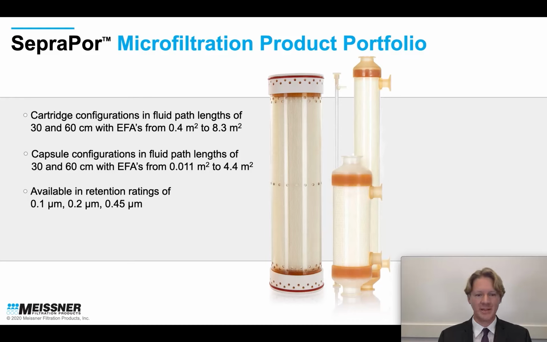SepraPor is currently available with retention ratings of 0.1, 0.2, and 0.45 micron. And we recognize that one size doesn't always fit all, so SepraPor port configurations on capsule filters can be customized to meet your specific process or equipment needs. And as with all of our products, Meissner is committed to providing industry-best lead times for all SepraPor devices.